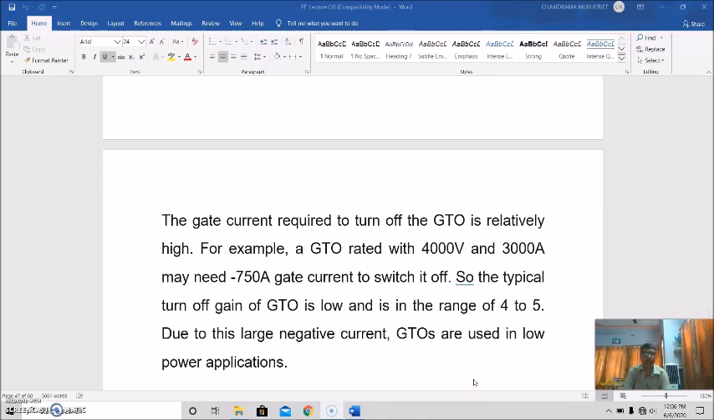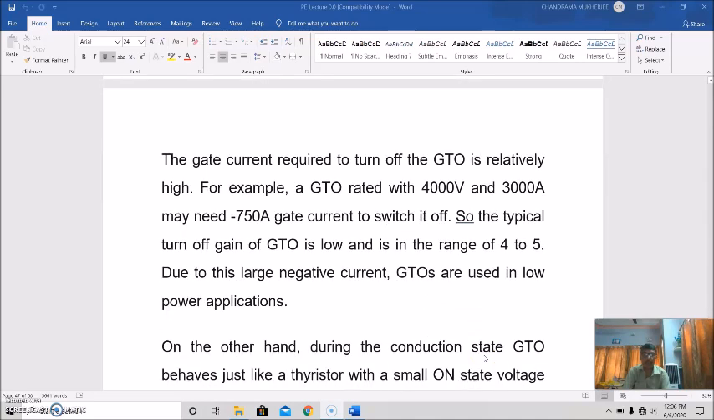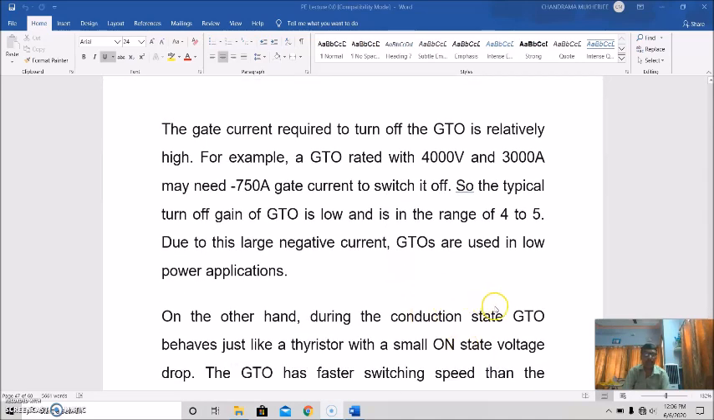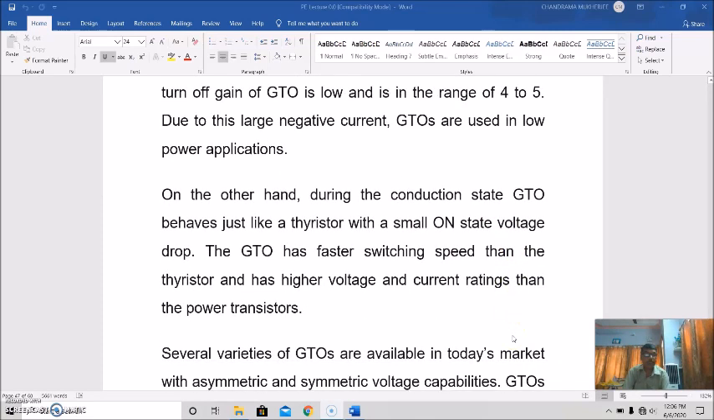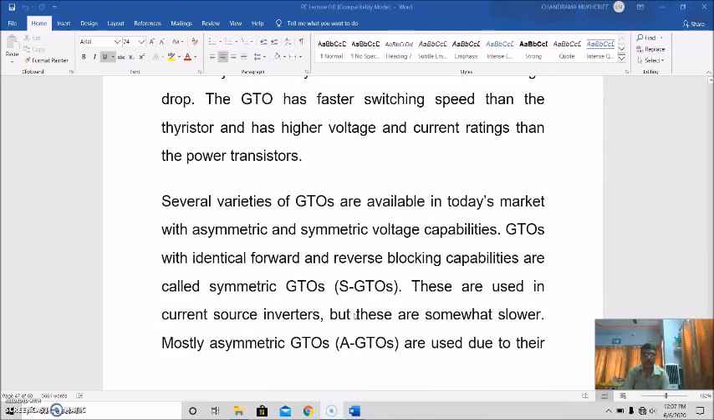For example, a GTO rated at 4000 volt or 4 kV and 3 kiloampere may need 750 ampere gate current to switch it off. So the typical turn-off gain of a GTO is low, in the range of 4 to 5. Due to this large negative gate current, GTOs are used in low power applications. On the other hand, in the conduction state, a GTO behaves just like a thyristor with a small on-state voltage drop. A GTO has faster switching speed than the thyristor and has higher voltage and current ratings than the power transistor.